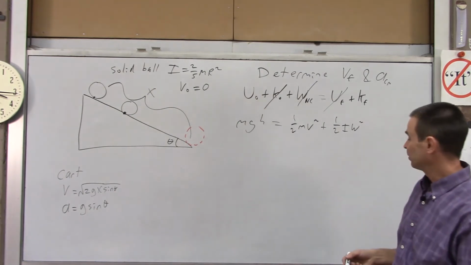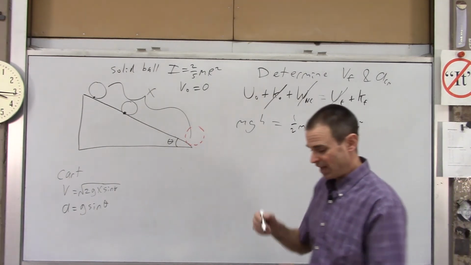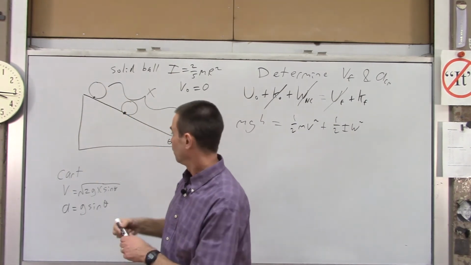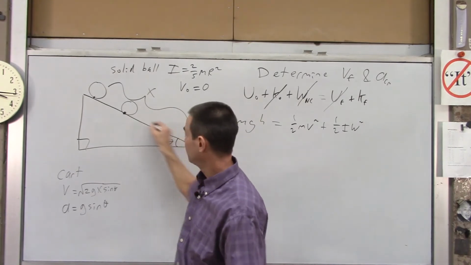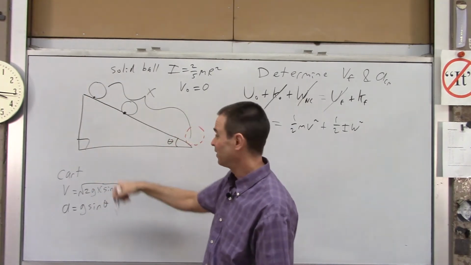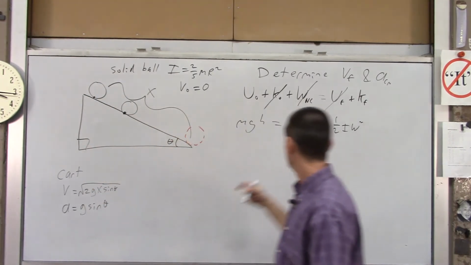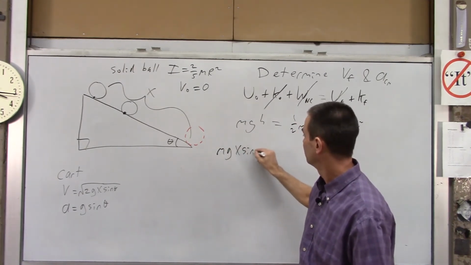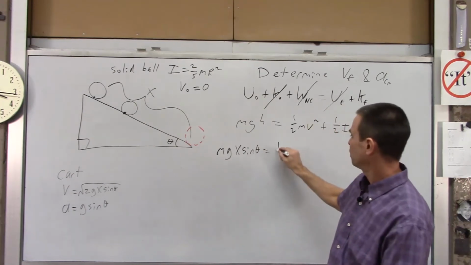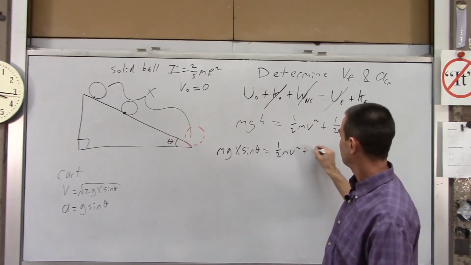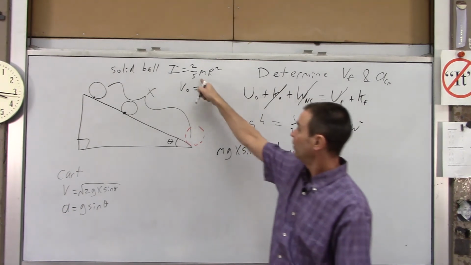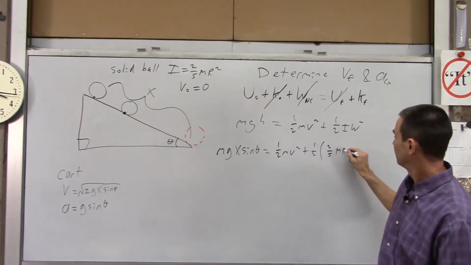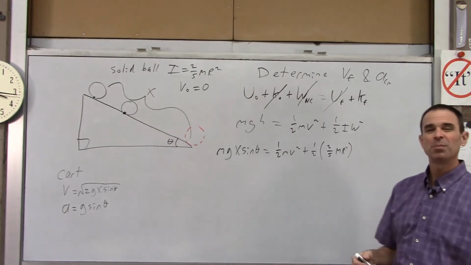So we're going to make some substitutions in here. For instance, what's the height? Well, I gave you x. This is a right triangle. X is the hypotenuse, and we want the opposite leg, which would be x sine of theta. So this turns into mgx sine theta, equals 1/2 mv squared plus 1/2 times the moment of inertia of the ball, which is 2/5 mr squared.